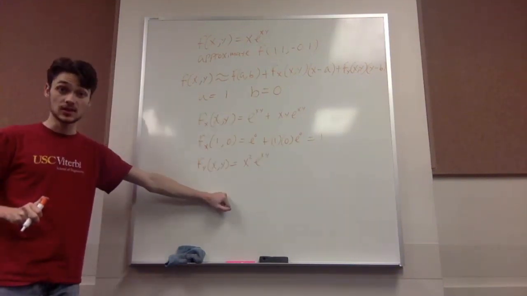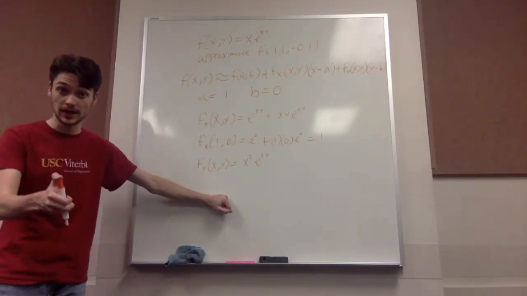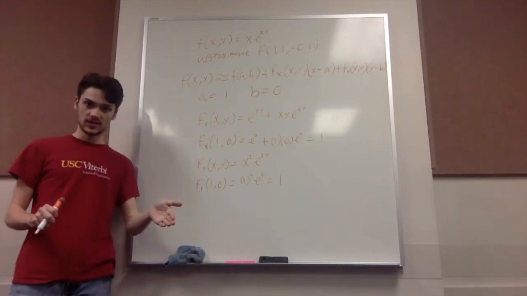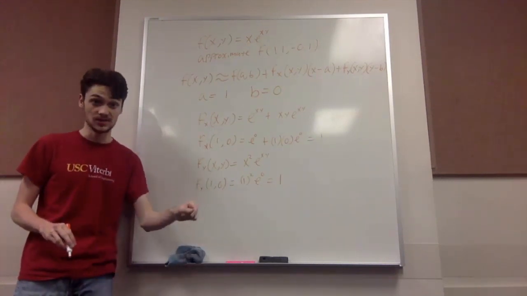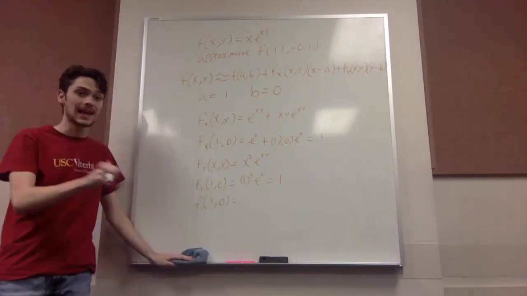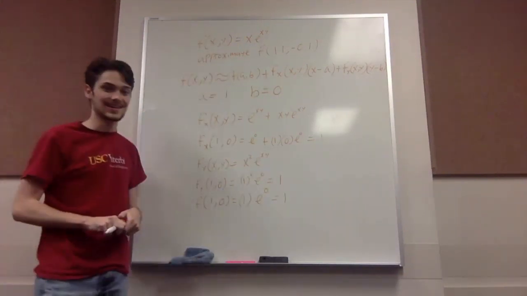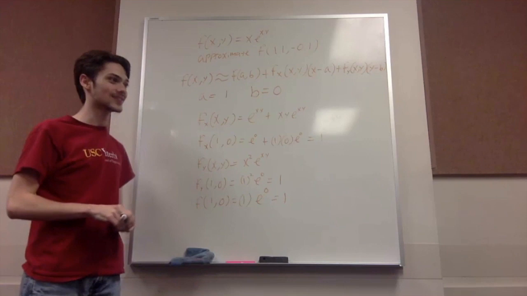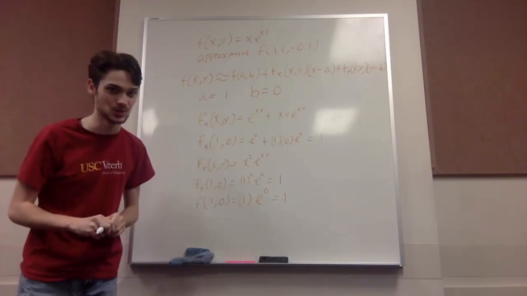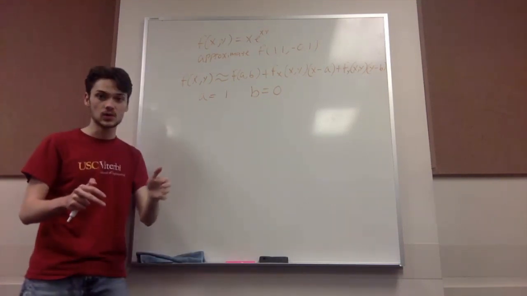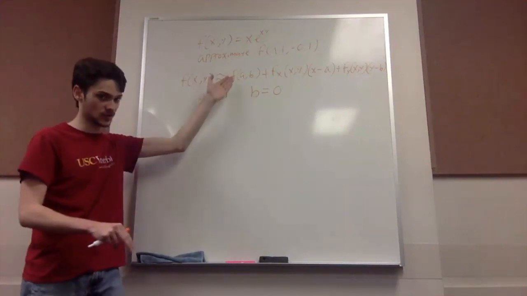Let's do the same thing with the partial derivative with respect to y, and we get that the partial derivative with respect to y at (1, 0) is also equal to 1. Lastly, we plug (1, 0) into the original equation, and surprise of surprises, we get that that is also equal to 1. With those values in mind, we put what we just found into this equation.